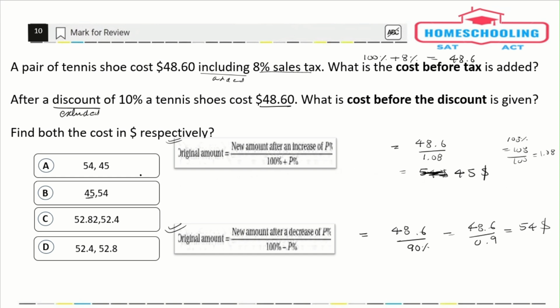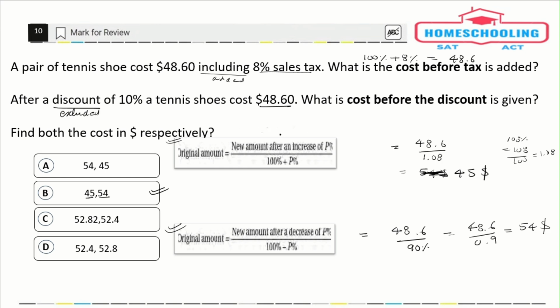So our answer was 45. And for the second part, we have used the formula 100 minus p, because there is a discount, or the percentage is excluded from the cost. So that is 54. So option B is correct. There is one more way to find the answer to these questions.